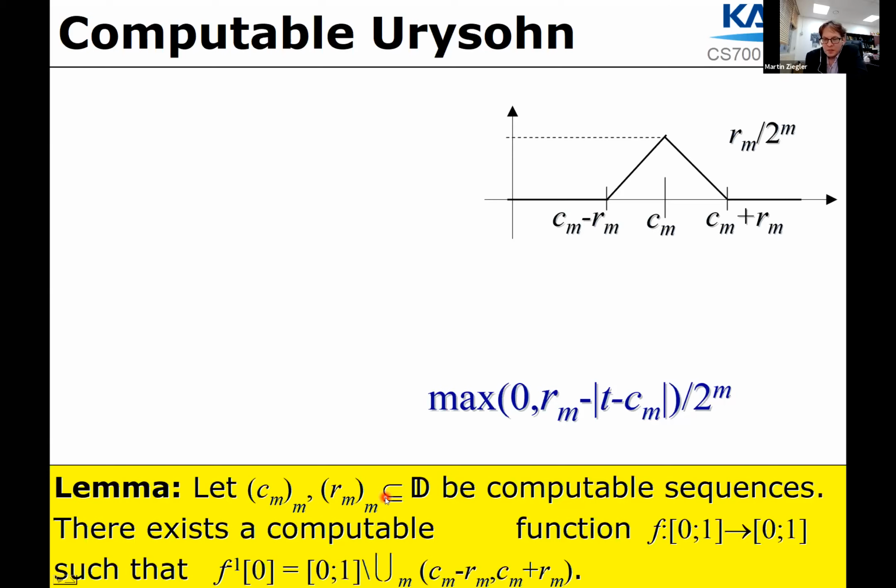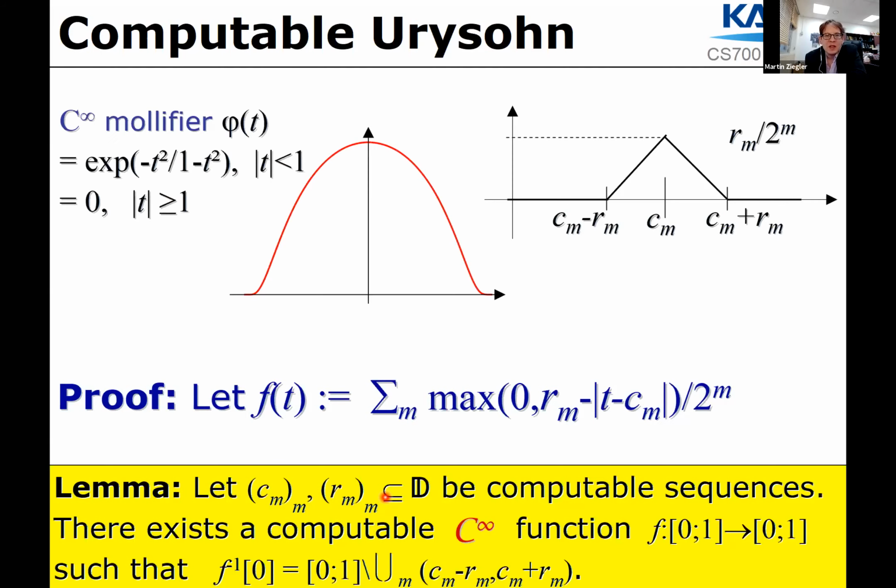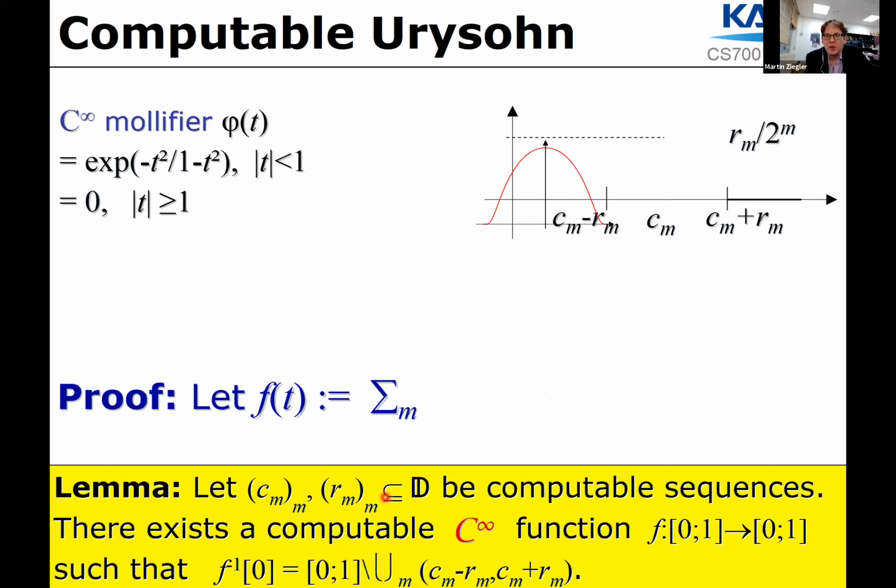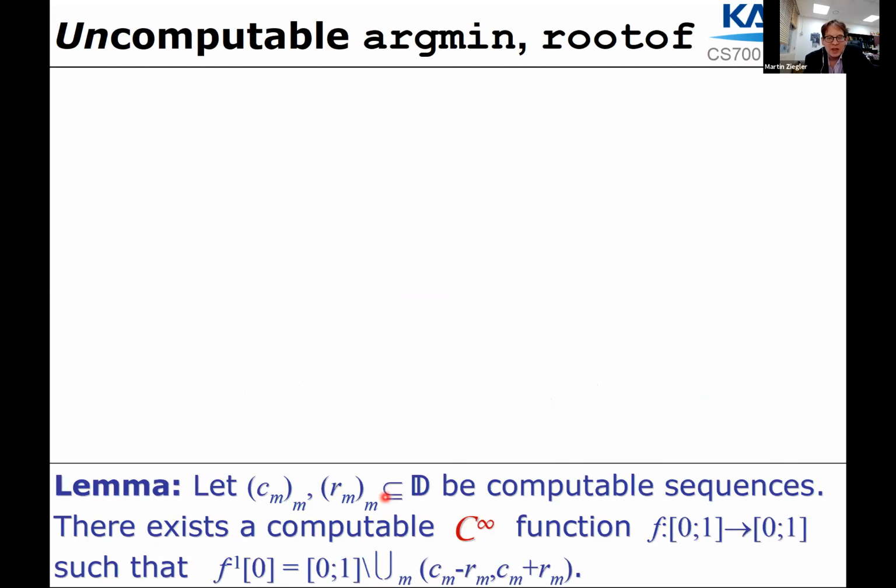And there was a strengthening of that construction: we can make the function not just computable and therefore continuous, but actually smooth, C infinity, by replacing all these piecewise linear and continuous hat functions with these also computable modifiers, shifted and scaled appropriately. Right. Good. Now the construction had the hypothesis that there exist such sequences.